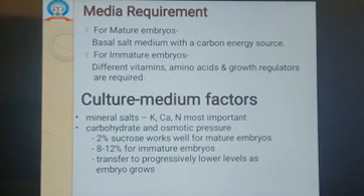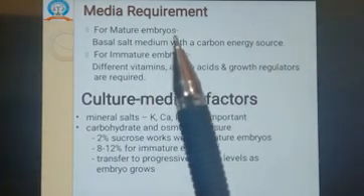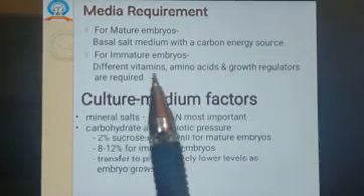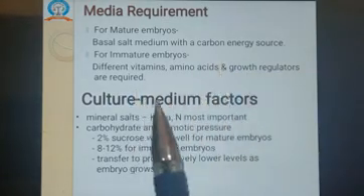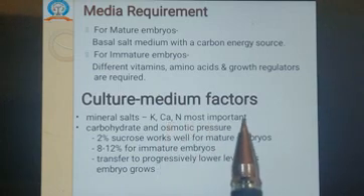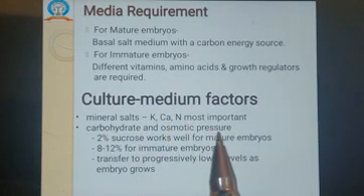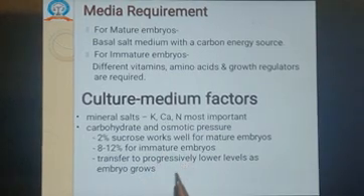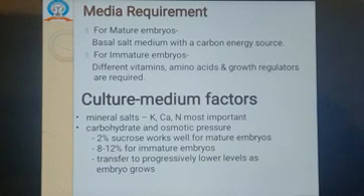So media requirements. For mature embryos, basal salt medium with a carbon energy source. For immature embryos, different vitamins, amino acids and growth regulators are required. Then the culture medium needs mineral salts such as potassium, calcium, nitrogen, and most important the carbohydrate and osmotic pressure. So 2% sucrose works well for mature embryos and 8 to 12% for immature embryos. Then transfer to progressively lower levels as the embryo grows.